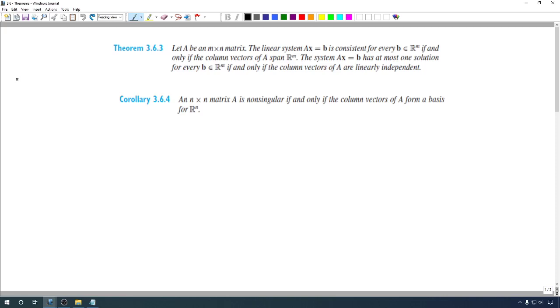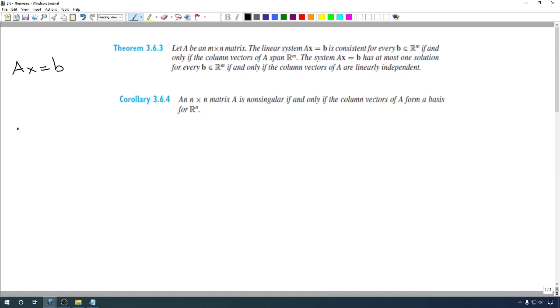In this last video of 3.6, we're going to be talking about some important theorems about the row and column space. The first of these is Theorem 3.6.6, which relates back to the idea of solving a linear system of the form Ax = b.